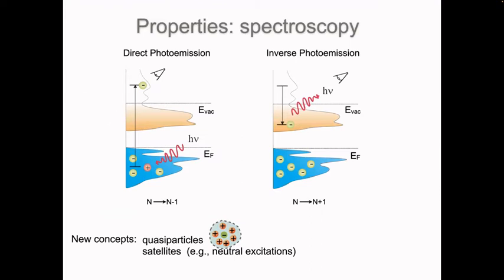Okay, so I will start with some motivation and background. First of all, we are interested in spectroscopy and in particular in photoemission. You have direct photoemission, in which you remove an electron from your system, and inverse photoemission, in which you add an electron to your system. In doing this, you get information about the electronic structure of your system, so the quasi-particle band structure, but also about other excitations of your system, such as neutral excitations. I'll speak about this a little bit later.